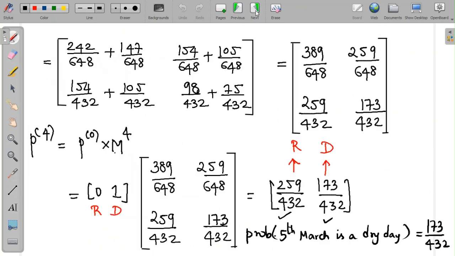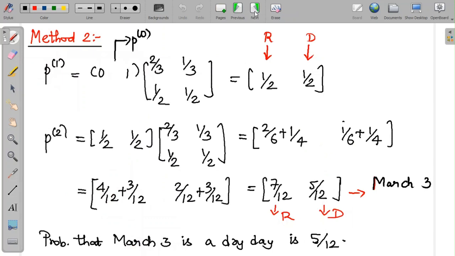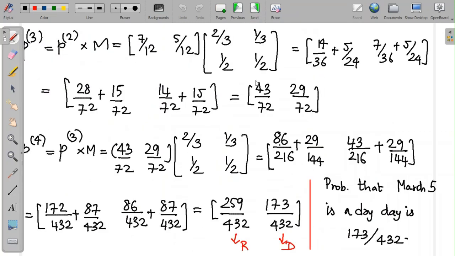So this completes this. And we'll go to P4 again. To find P4, we need P3. And to find P3, we need P2. P2 is what we have already. So we'll find P3 as the product of P2 and M. That comes down to this. So this tells us that the 4th of March is a rainy day with a probability of 43 by 72 and a dry day with the probability of 29 by 72.